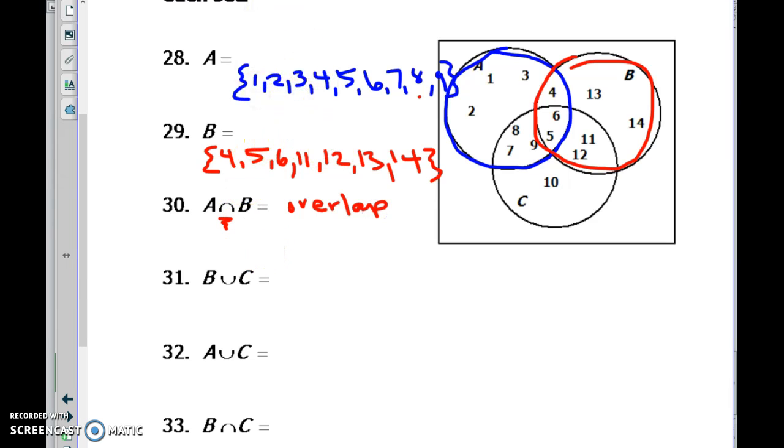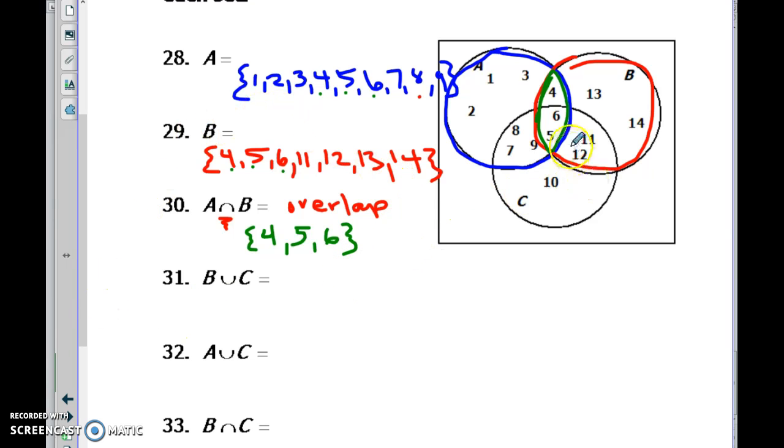So I'm looking up here. I'll put a green dot near the ones that are overlapping. So I have a 4 in both. I have a 5, 6, and 7, 8, 9. Okay, so I only see 4, 5, and 6 up here. So the intersection is truly where those two circles overlap: 4, 5, and 6.